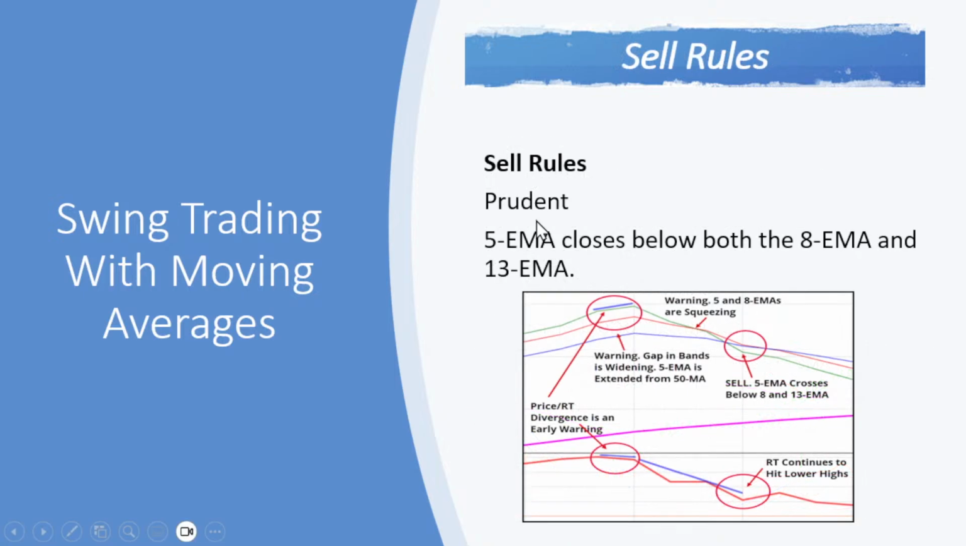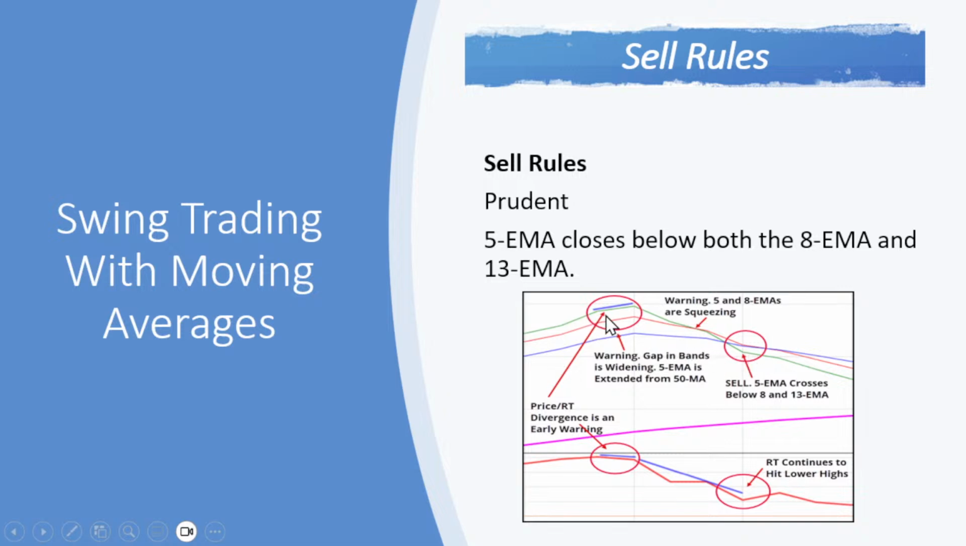Okay, so here's your sell rule. We call it a prudent sell rule because you're going to give back some after the stock pulls back from its new high. Here you can see where you would exit when the 5-day EMA closes below the 8 and the 13. There are warning signals prior to that.